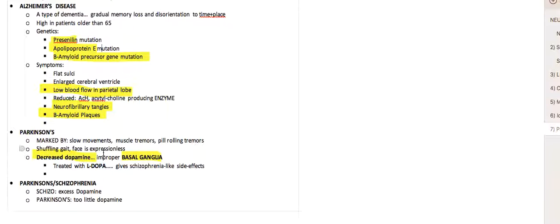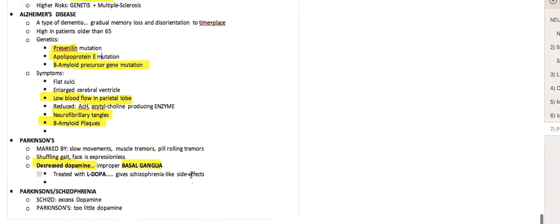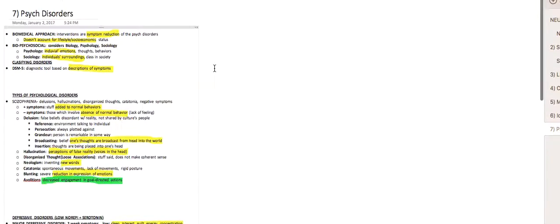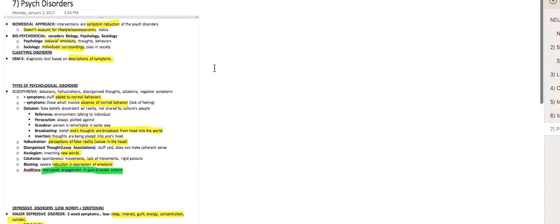Decreased dopamine, and dopamine is for smooth movements. Basically, the reason you have decreased dopamine is improper basal ganglia, which produce the dopamine. Parkinson's is usually treated with L-DOPA, which sometimes gives schizophrenia-like side effects because you then have increased dopamine. Schizophrenia is excess dopamine, Parkinson's is too little dopamine. So if I wanted to do one quick scan, it's going to be like this.